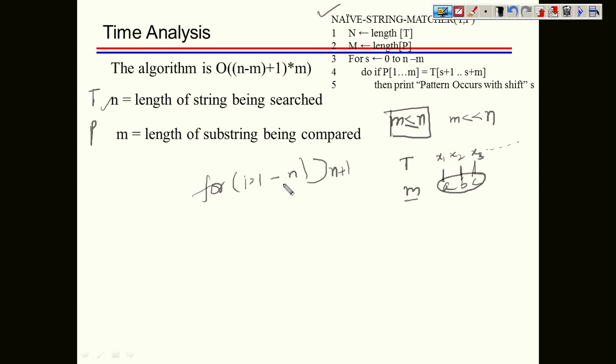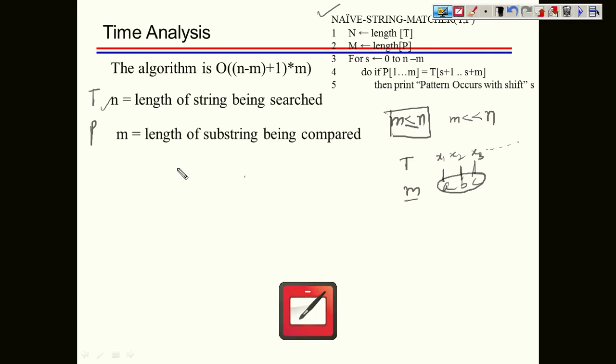So we are always doing plus 1 time for the loop. Here we are having a loop n minus m. So we are doing n minus m plus 1 comparisons to check the status here, right? So the effective running time will be, you are doing m comparisons in each iteration, and we are doing n minus m plus 1 times this job.